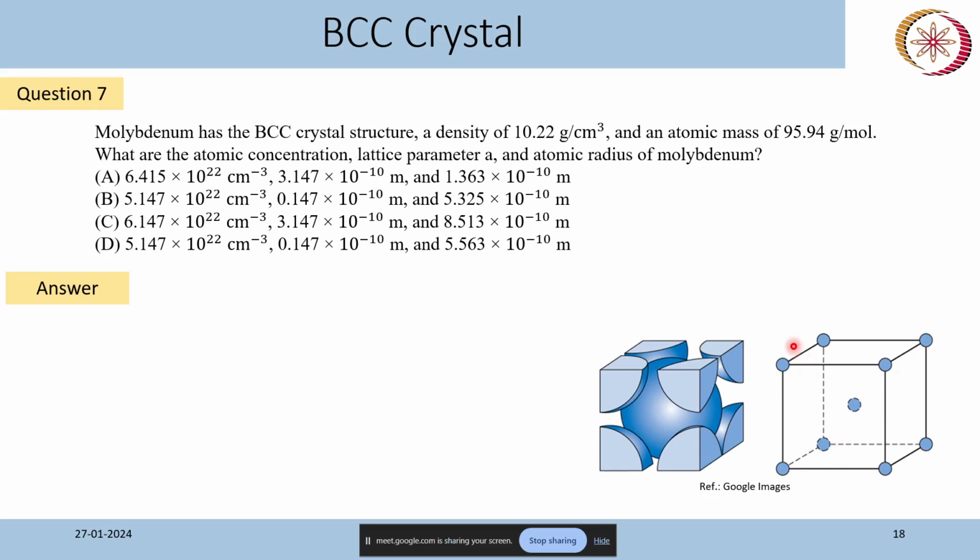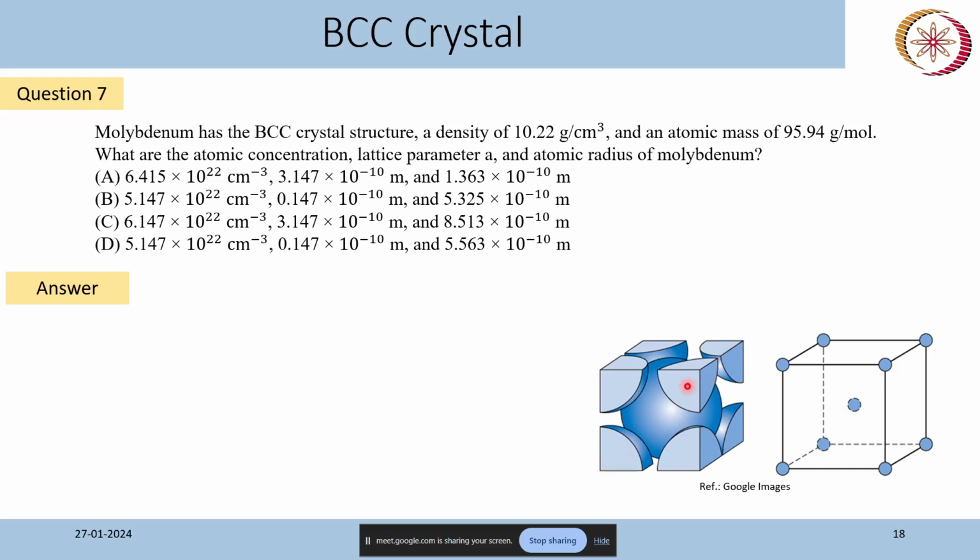Or, if you consider this point as 0, 0, 0, this point will be A in the x direction, and in the y direction A, and z direction A. So you can calculate that also using the formula for the distance between these 2 points, right? So this body diagonal will be root 3A. You can see in this figure that these atoms are touching each other, so this distance is root 3A.